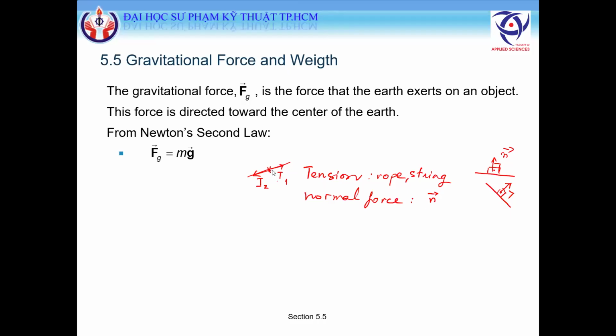So this is the tension force, normal force. Another very common force is friction. When we have a contact surface, then there will be friction. For example, we have the book on the table like this one, right? If the table is horizontal and the book is on the table, then there is no friction.